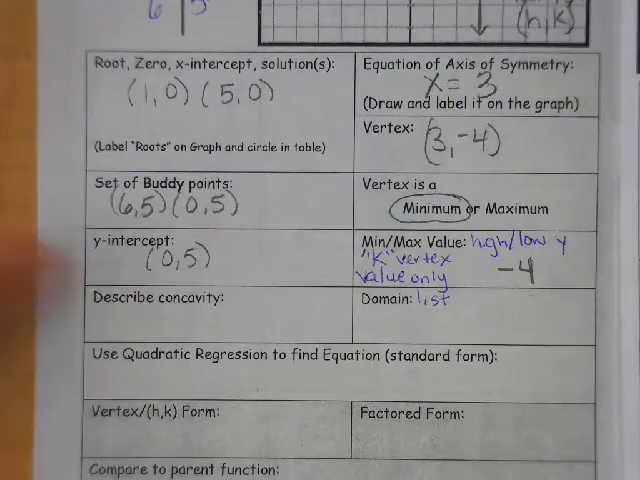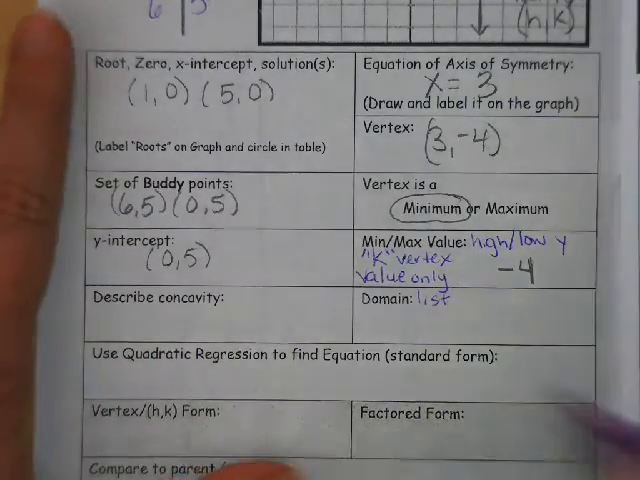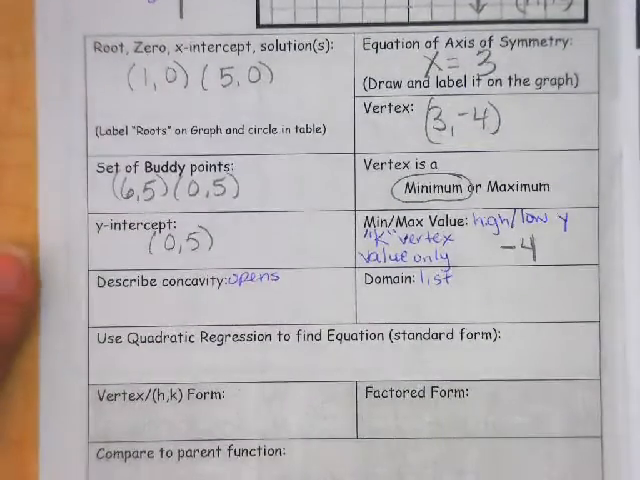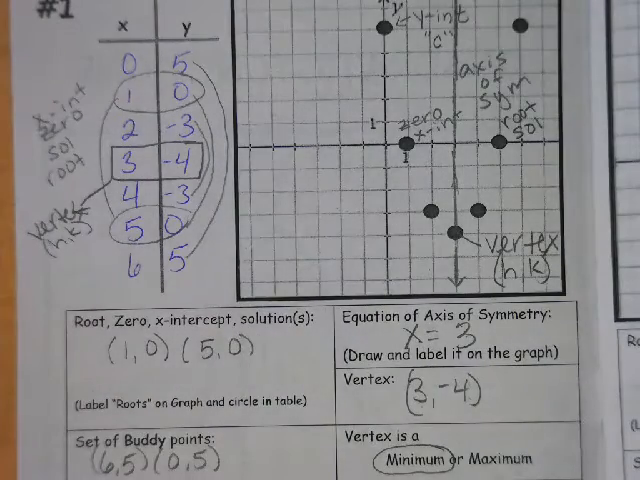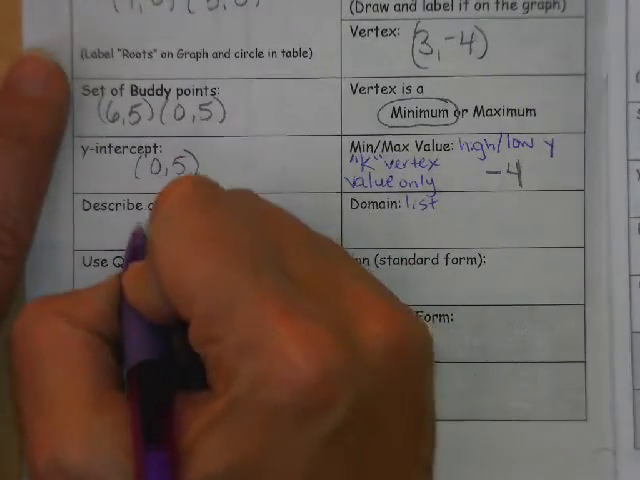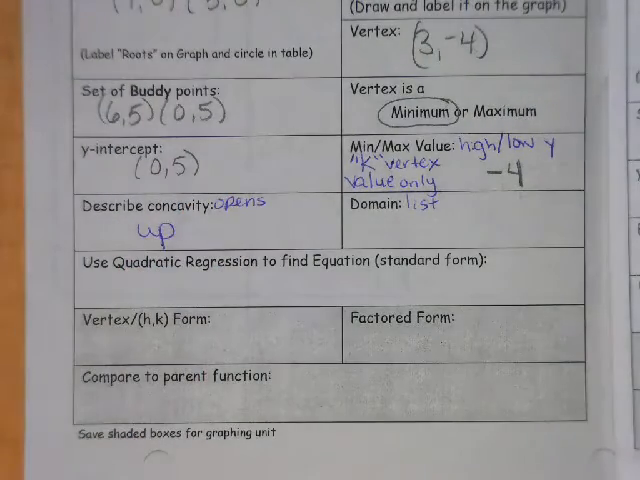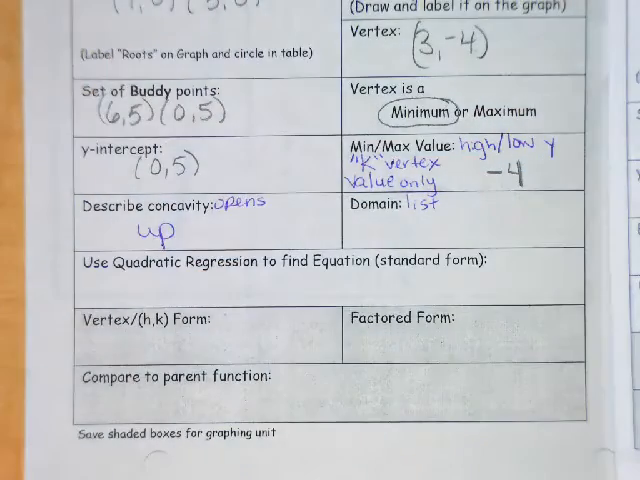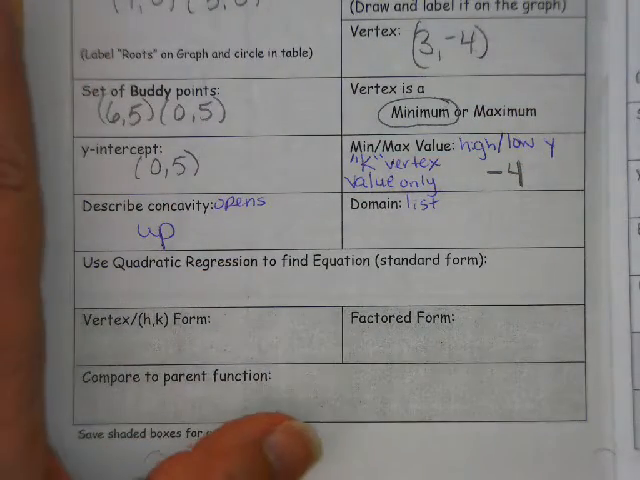All right, concavity. This is how the parabola opens. Does this open up or does it open down? It opens up. So concavity up. That is simple. Right? So think of a spoon, right? A spoon is concave versus convex. All right? Kind of like medical terms.